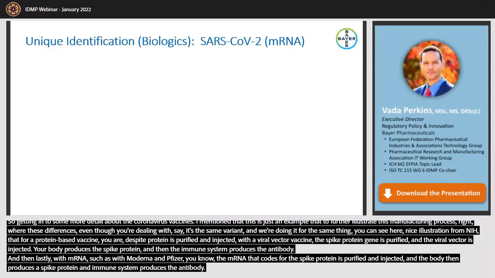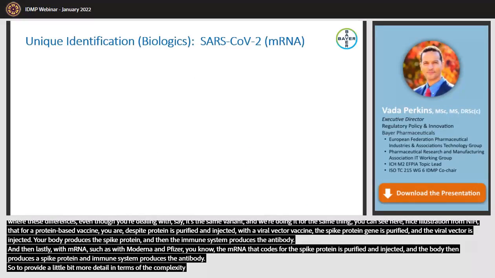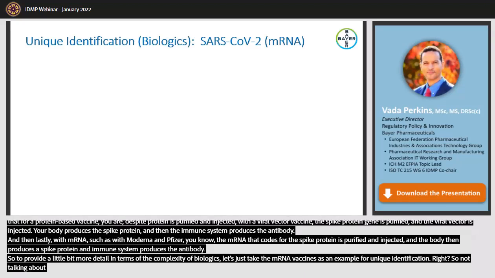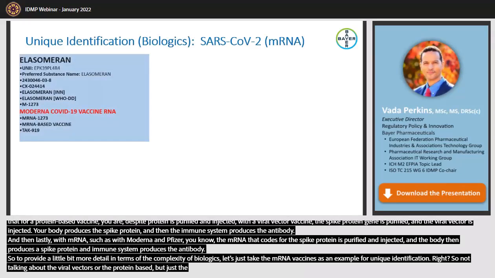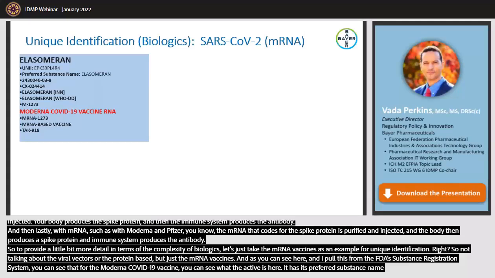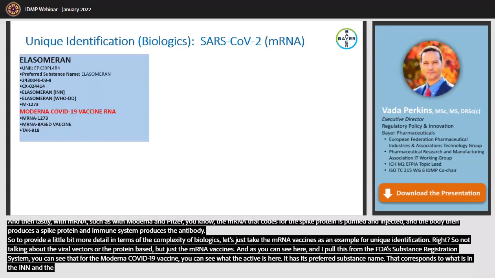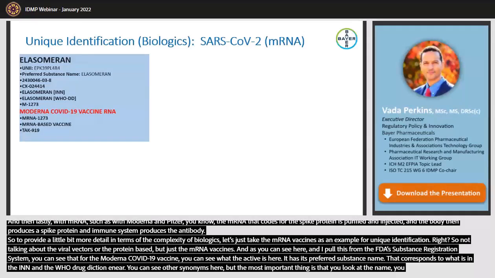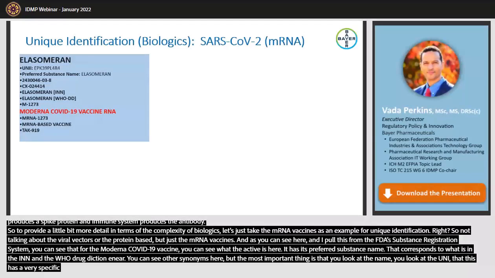So to provide a little more detail on the complexity of biologics, let's just take the mRNA vaccines as an example for unique identification. So not talking about viral vectors or the protein-based, but just the mRNA vaccines. As you can see here, and I pulled this from the FDA's substance registration system, for the Moderna COVID-19 vaccine, you can see what the active is here. It has its preferred substance name that corresponds to what is in the INN and the WHO Drug Dictionary. You can see other synonyms here, but the most important thing is that you look at the name, you look at the UNII, that this has a very specific substance associated with it.